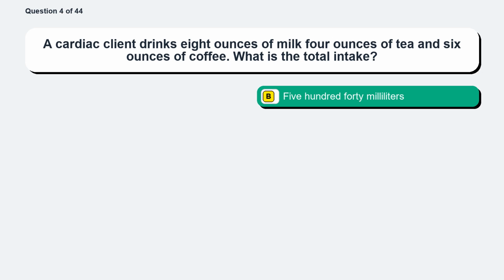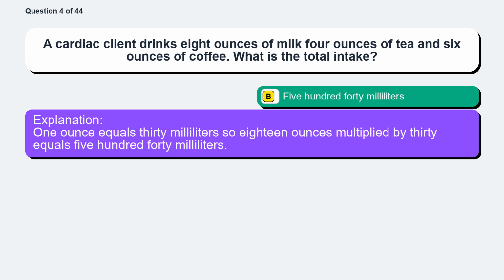The correct answer is option B, 540 milliliters. 1 ounce equals 30 milliliters, so 18 ounces multiplied by 30 equals 540 milliliters.